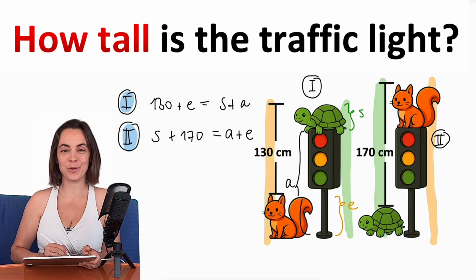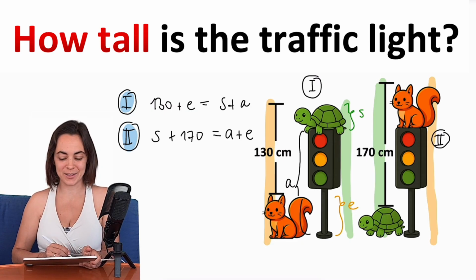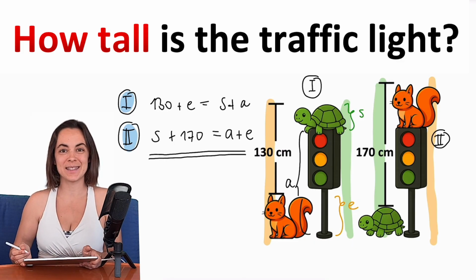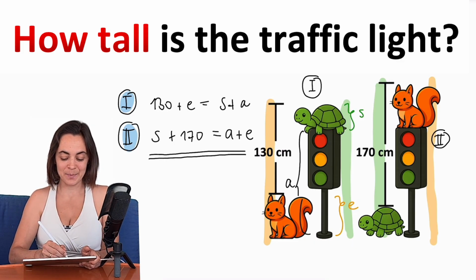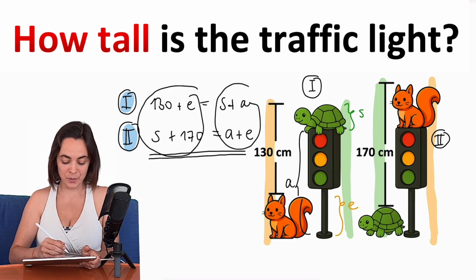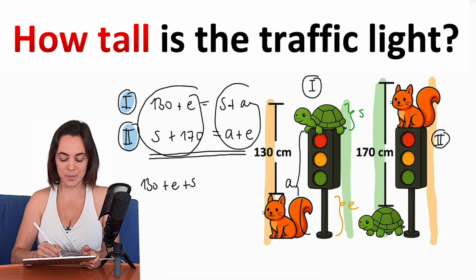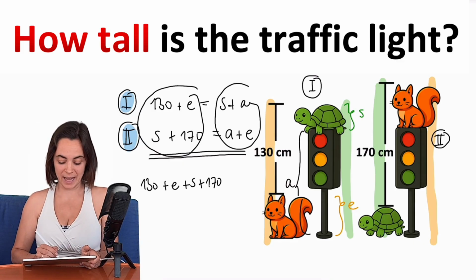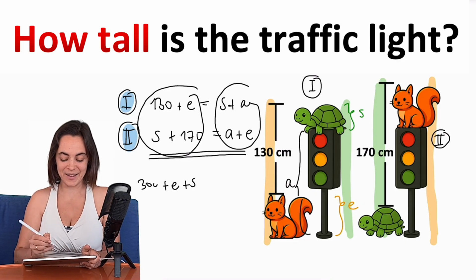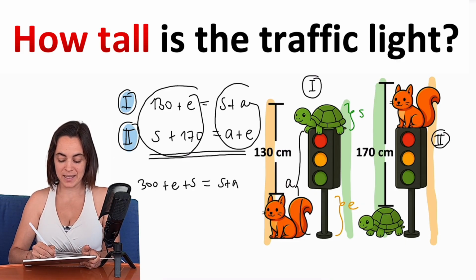But it's enough for us to find the height of the traffic light, so the A, and we can actually do that. Even though this is a so-called underdetermined system of equations, we can manage it by adding the entire 2 left sides and the entire 2 right sides. Then on the left we have 130 plus E plus S plus 170. So if I calculate 130 and 170, that's ultimately 300 in total plus E plus S. That's on the left side. On the right side we have S plus A and also A and E. So combined, that's S plus 2A plus E.